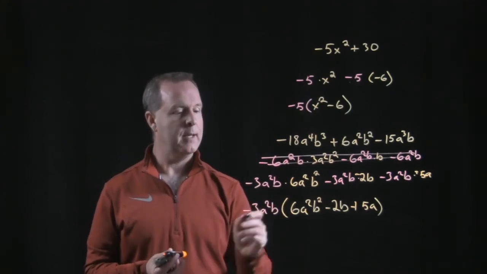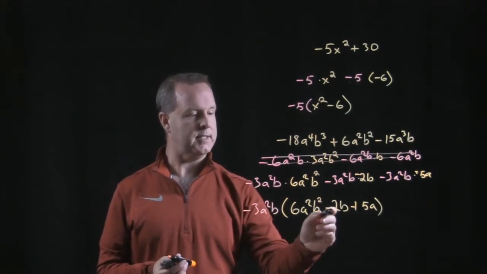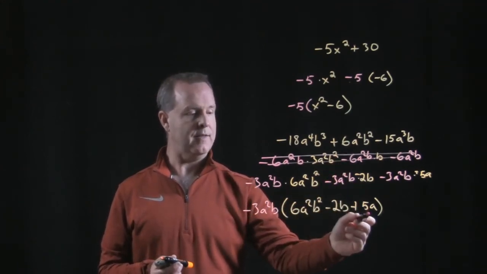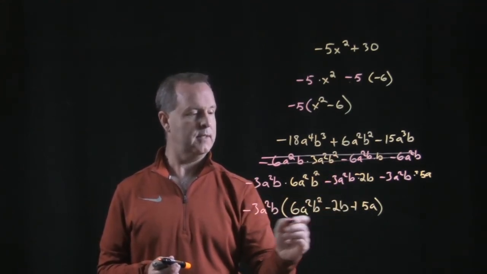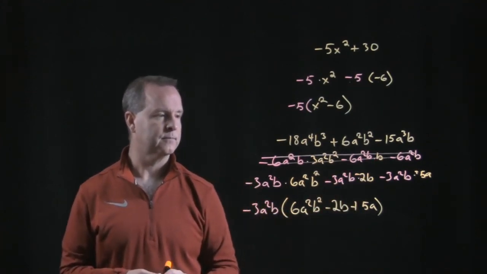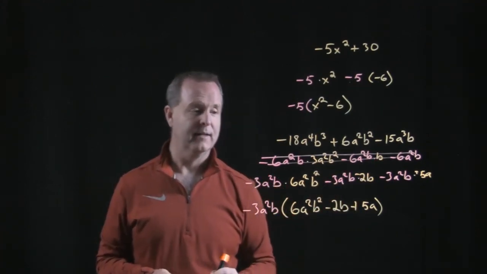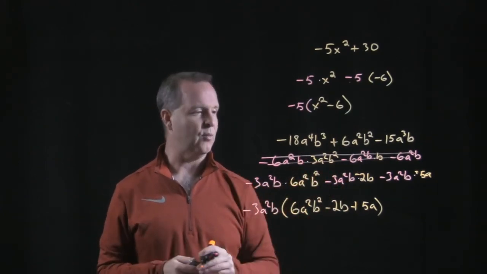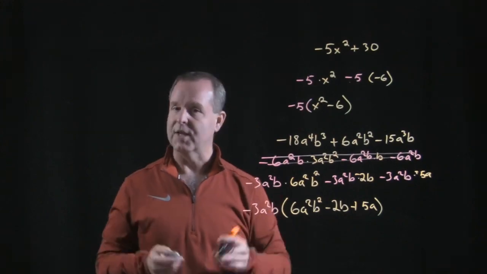Good thing you check. 3a squared times this produces a positive 6a squared b squared. And then multiplying these last two terms gives me a negative 15a cubed b. Boy, that one gave me a little bit of trouble there, but good thing I checked. Good thing I went back and crossed off where I made my mistake and just kept going.